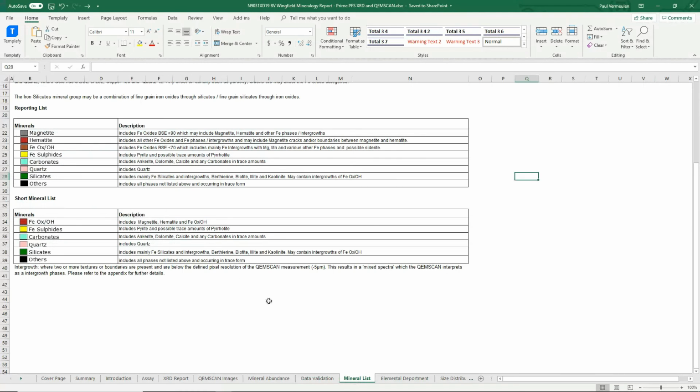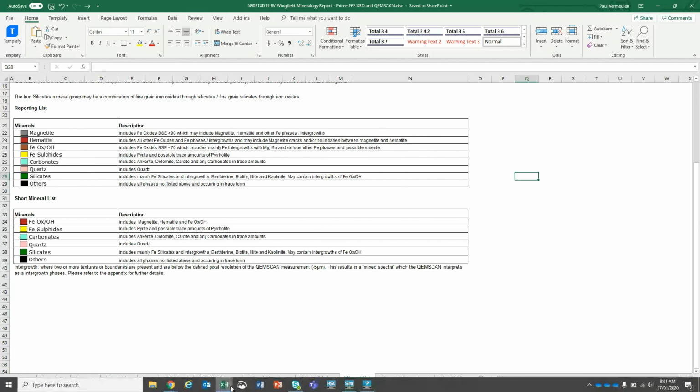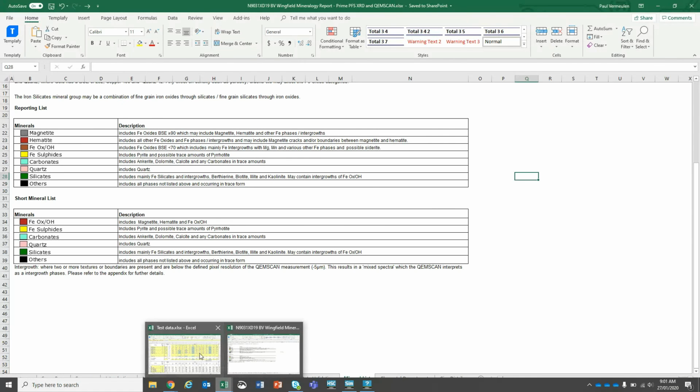Speaking of mineral list, just as a reminder, we have magnetite, hematite, goethite, Fe sulfides, carbonates, quartz, silicates, and others. We'll get back to this one shortly. Back to the first workbook.